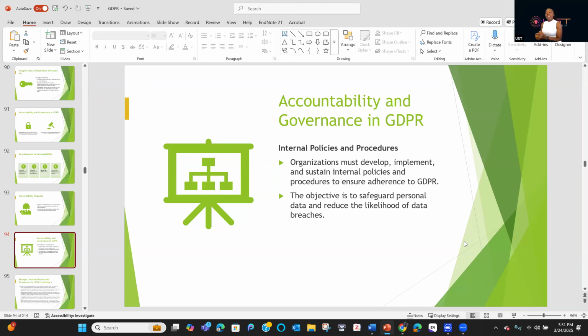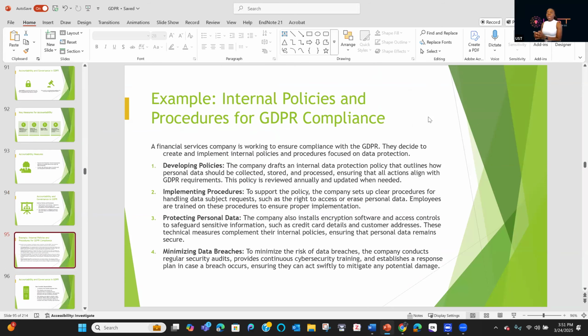Procedure is just a step by step of how your policy will be executed, right? And the objective is to safeguard personal data and reduce the likelihood of data breaches, which makes sense. So internal policies are really important. For example, we have an example of internal policy and procedure for GRC compliance.